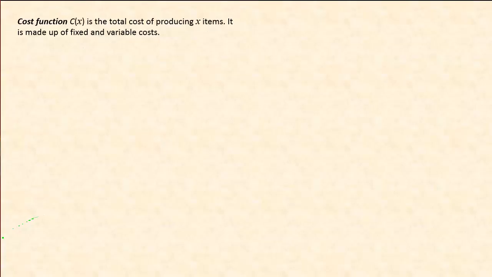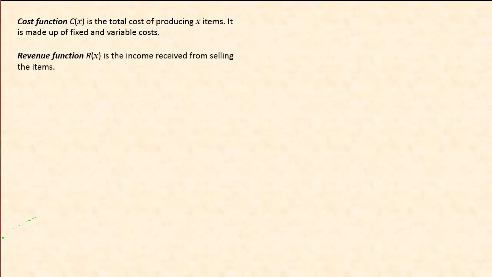Well, if you start a business, you'll buy a computer, and that computer has been bought, whether you make 20 items or 2,000 items. So that's a fixed cost. And then variable costs, obviously if you produce more items, then it's going to cost you more for more materials and so on. So fixed and variable costs.